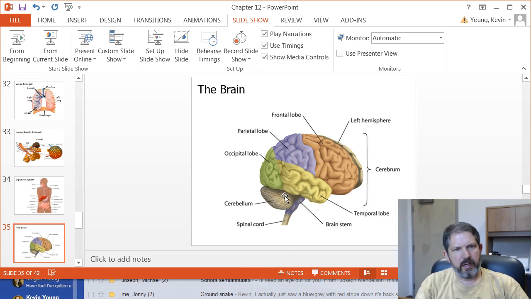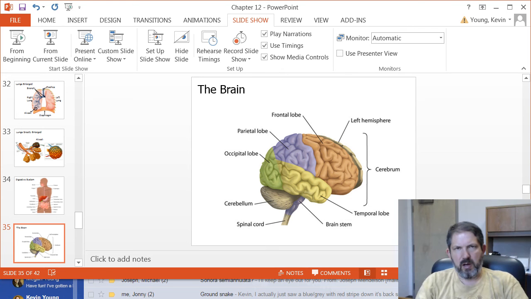Your cerebellum is coordinating your muscle movements, letting you walk, letting you run and jump and do ballet or whatever. The spinal cord is sending messages back and forth between the brain and the body. And so you have a little brain stem here where you're controlling things like heart rate and your breathing rate, and keeping you alive and making you hungry or thirsty. Basic survival stuff happening with the brain stem.